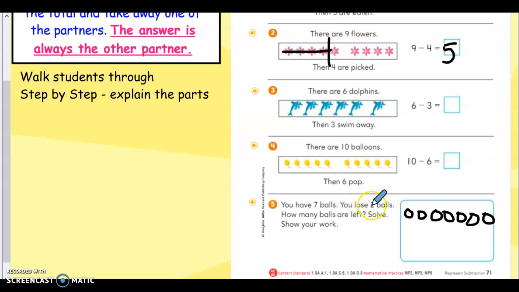Now what does that word problem say? You lose 2 balls. Oh no, we're losing them, so that means we're subtracting. We're going to count 1, 2, break it apart, cross it off, just like we've been doing. Now the question says how many balls are left. Let's count them. 1, 2, 3, 4, 5. So there are 5 balls left. We could even write the equation 7 minus 2 equals 5. Good work on that one, friends. All right, let's turn the page.